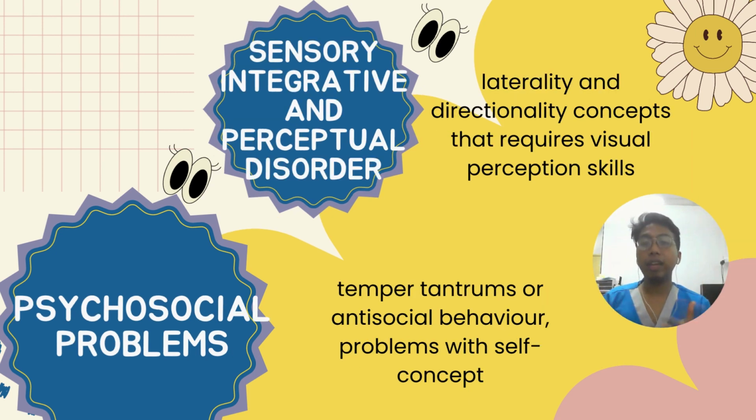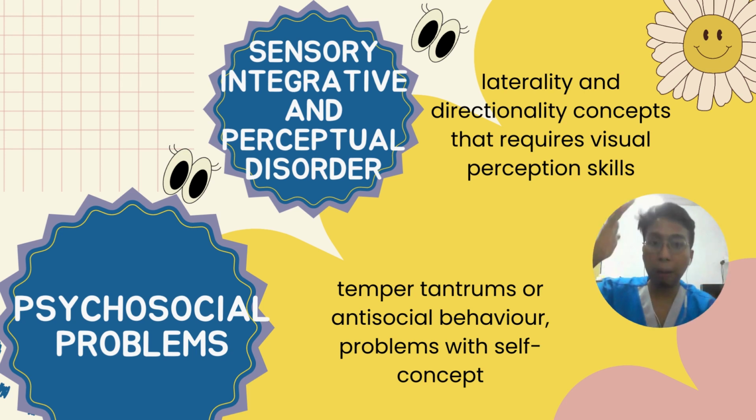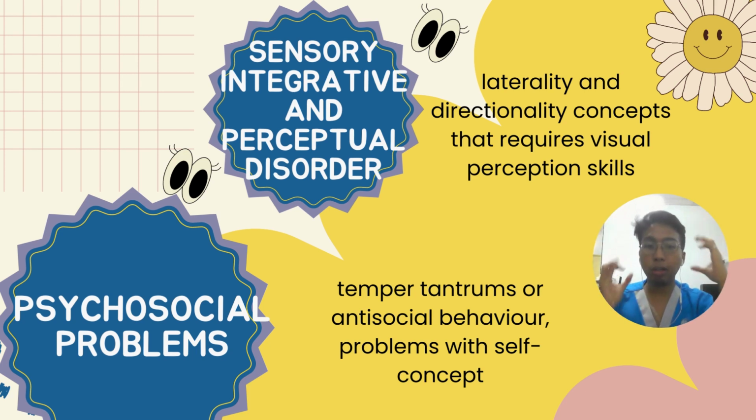And then sensory integrative and perceptual disorder, which is laterality and directionality concept that requires visual perception skills. For example, if you want to solve 9 pieces of puzzles, we need to remember the directionality and the laterality of the picture or the visual given. Whenever we rotate a bit, can we remember the visual perception of the picture? And if we have difficulty with that, it may cause children to feel frustrated to complete the task.